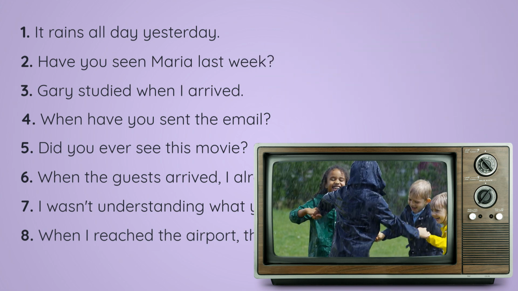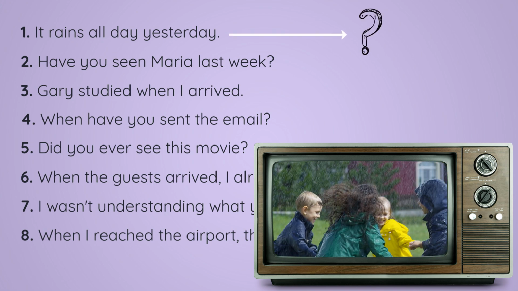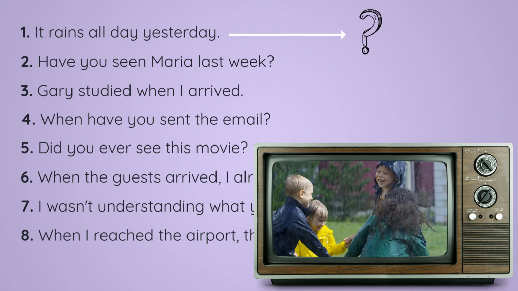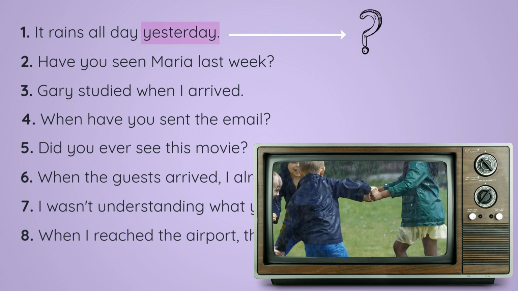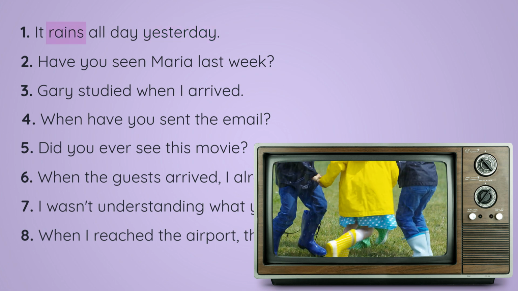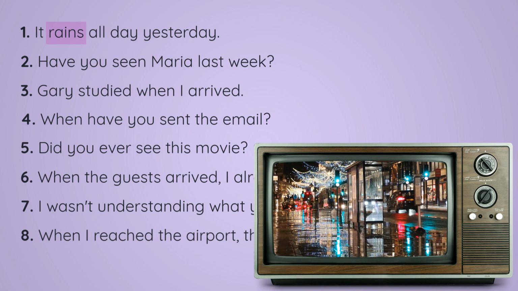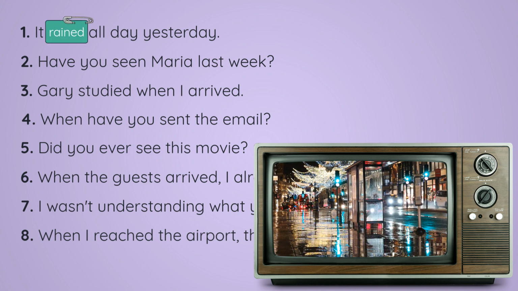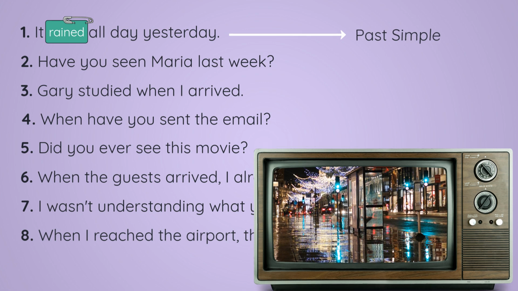So, it rains all day yesterday. What's wrong with that sentence? So, we're talking about yesterday, so we know it's in the past. So, what's wrong is here. This verb is right now in the present simple. It should be in the past. So, then this sentence should be in the past simple. If you didn't know that, then you need to review the past simple, okay?